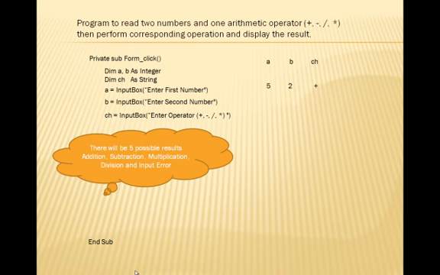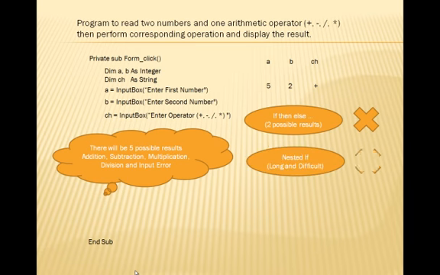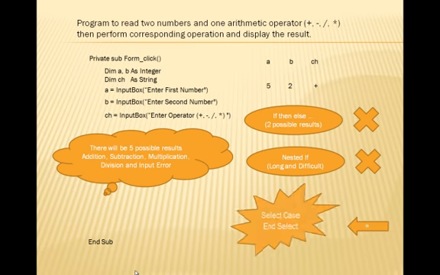Note that there will be 5 possible outputs: 4 for arithmetic operation and 1 for the error message. If then else can only be used for two possible outputs. That's why it's not a possible solution. Nested if can be a possible solution, but codes will be long. Therefore, the best solution will be the select case statement.